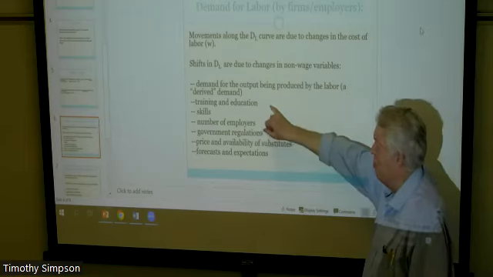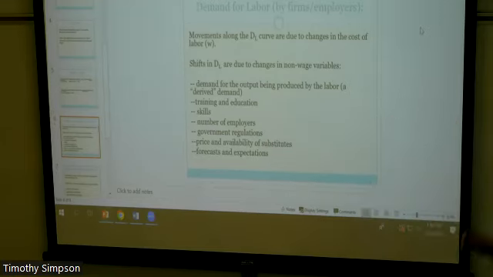But there are other issues as well, training and education. I put those together, and skills I broke out as well. That is the idea that sometimes our demand for labor is because we have to have people with certain forms of education in order to do the work that we need to do.